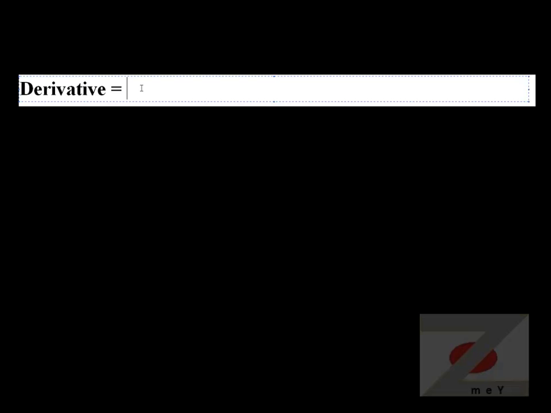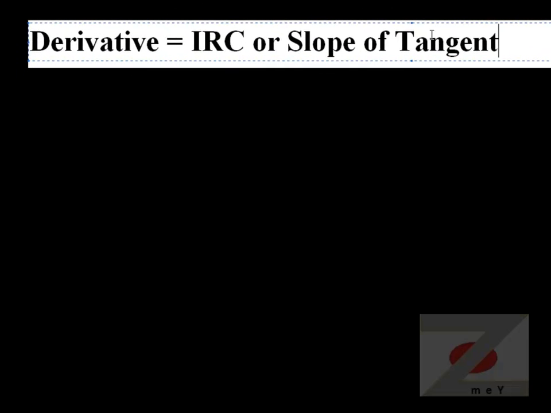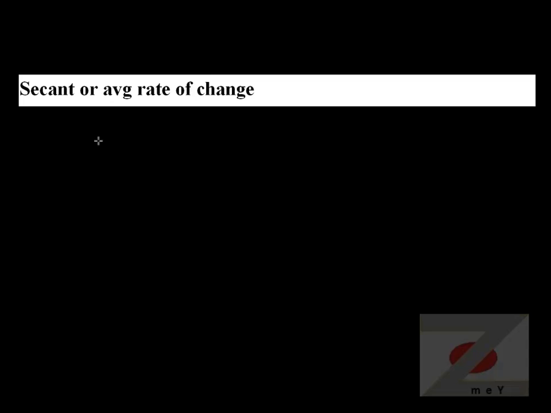So what is derivative? Derivative is instantaneous rate of change or slope of a tangent. But to fully understand what derivative is, let's go back to secant. Secant, or average rate of change. Let's look at it graphically.